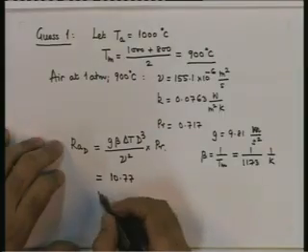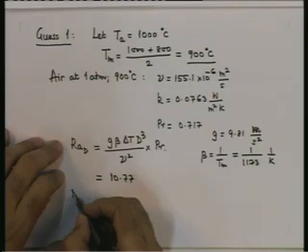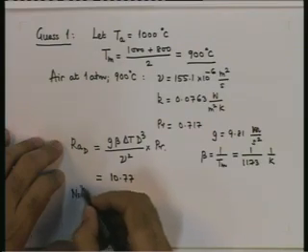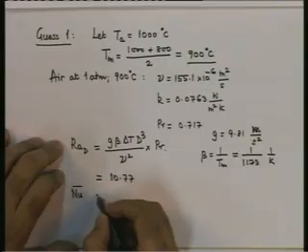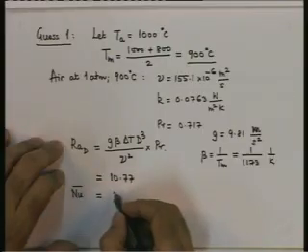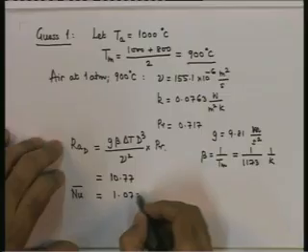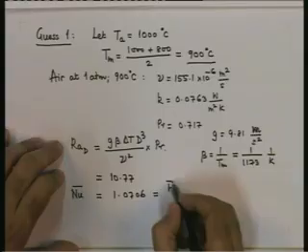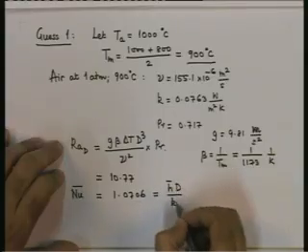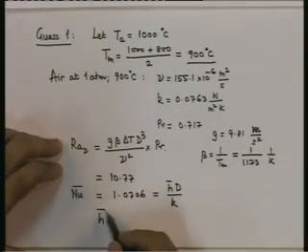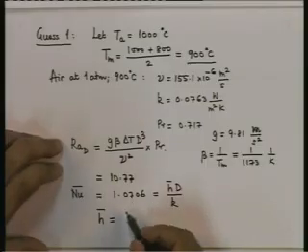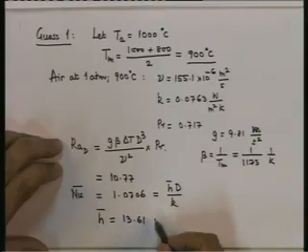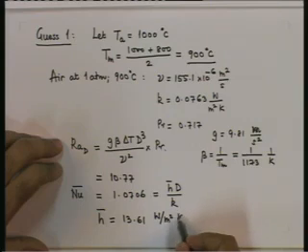This gives you a Nusselt number from the Churchill and Chu correlation, average Nusselt number, to be 1.0706, which is h bar d by k, which gives you the value of h bar to be 13.61 watt per meter squared Kelvin.